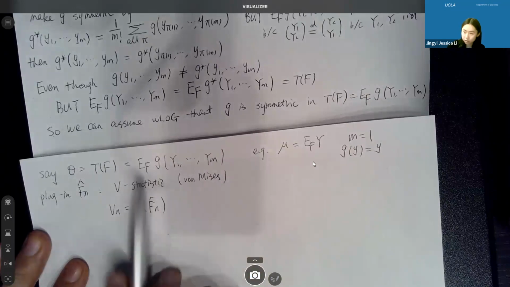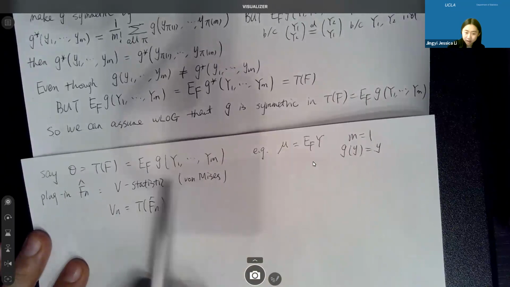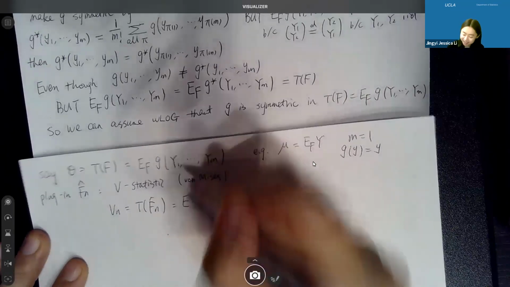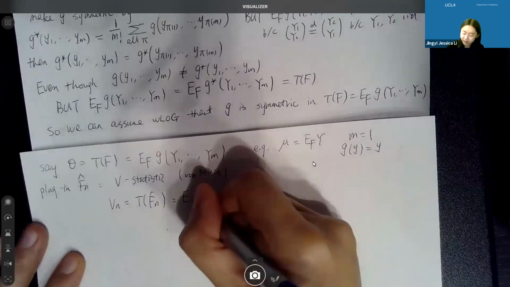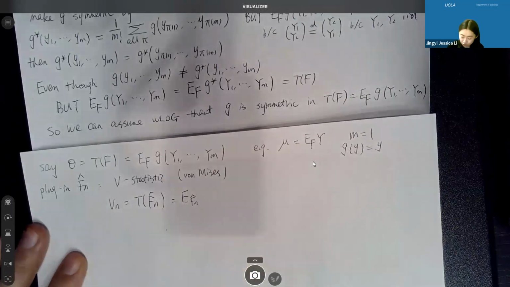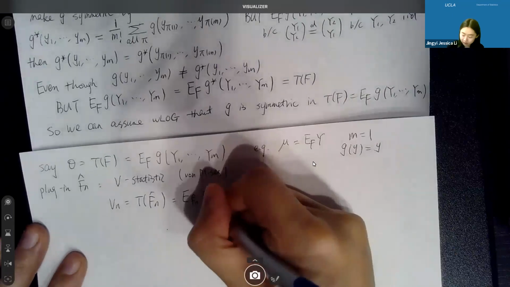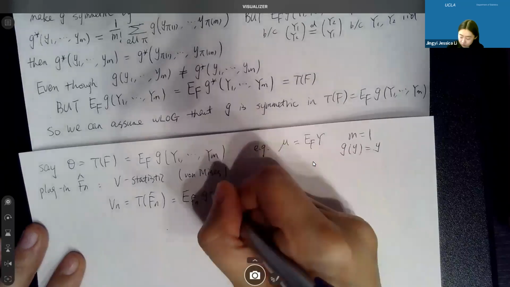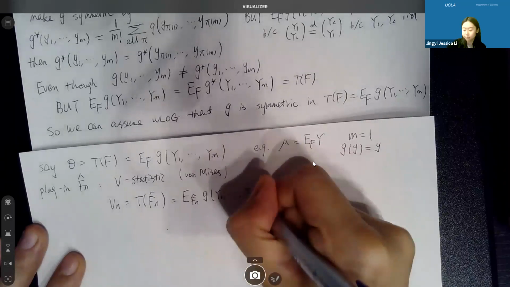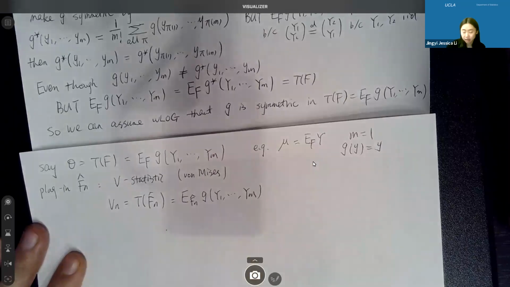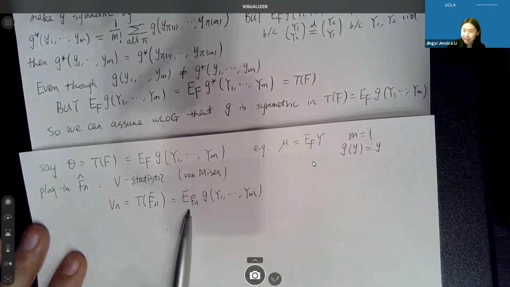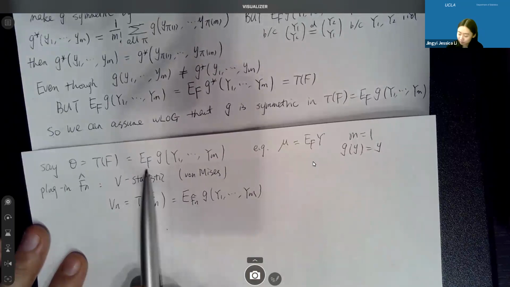So writing things correspondingly one by one, we can see that this is the expectation under the empirical CDF Fn hat, still of the G function. Even though we can still use y1 to ym for notation consistency, we must bear in mind that here the y1 to ym are following Fn hat instead of F.